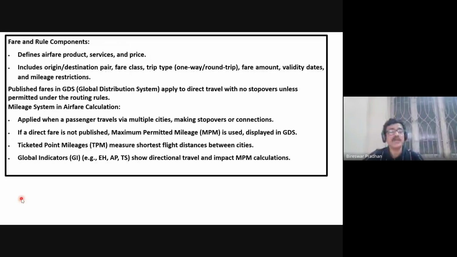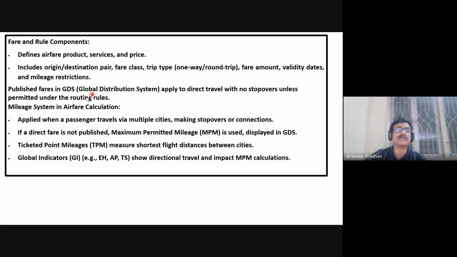Now we are coming to the fare and rule components. They define the airfare product, service, and price. They include the origin, destination, fare class, rule, one way or round trip, fare amount, validity dates, and mileage restrictions.